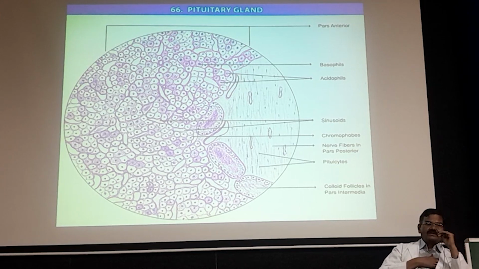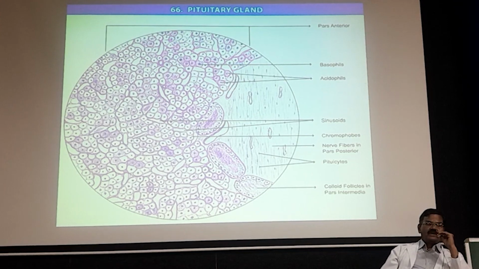Holocrine glands. Holo means complete. The complete gland undergoes disintegration and comes along with the secretions. Example for this: sebaceous glands, pimples.